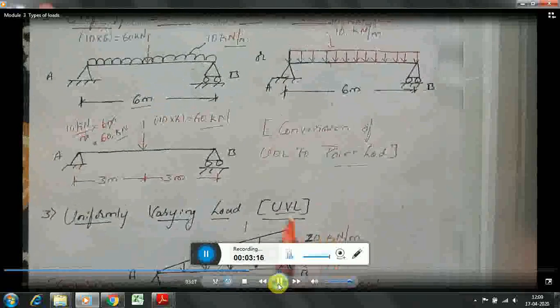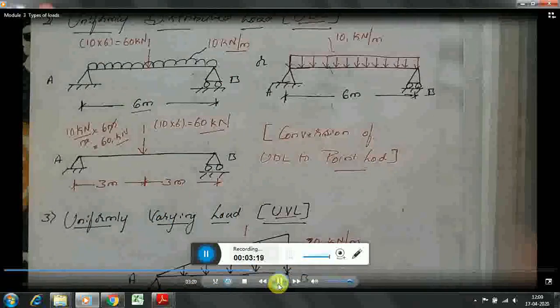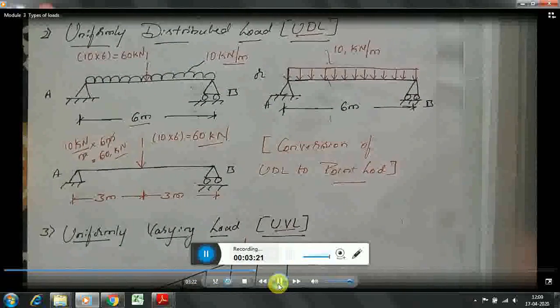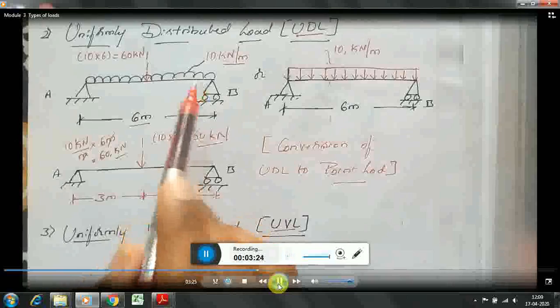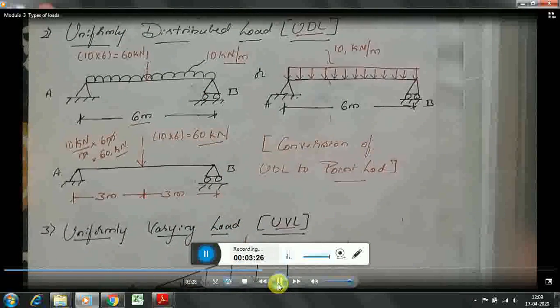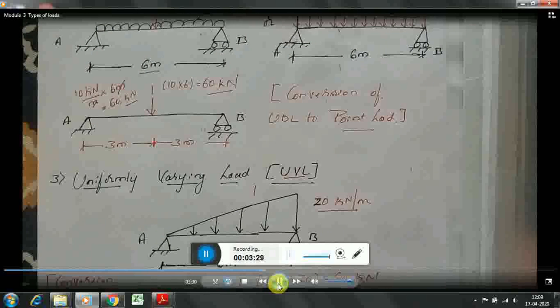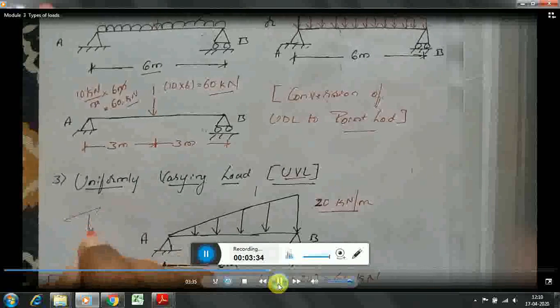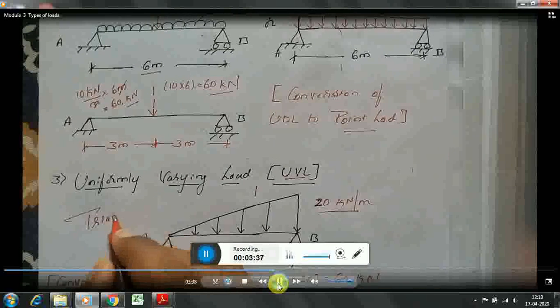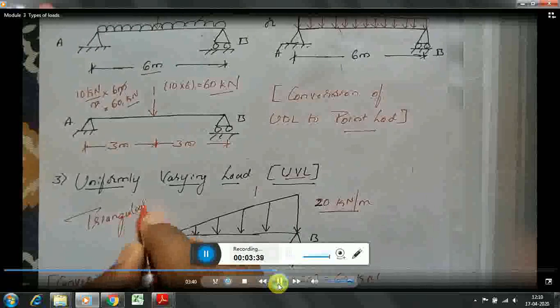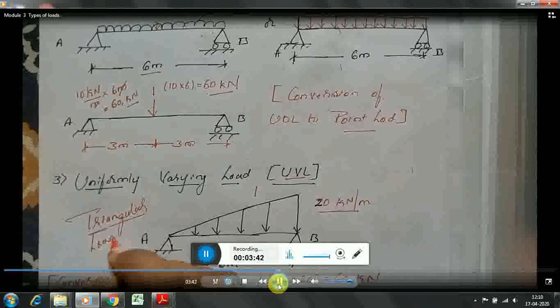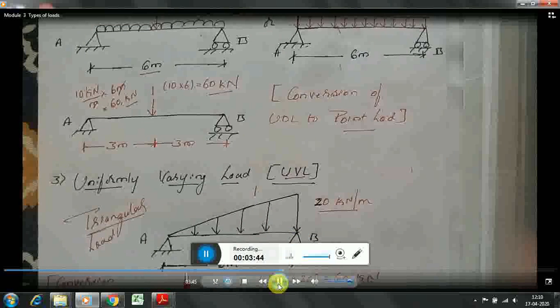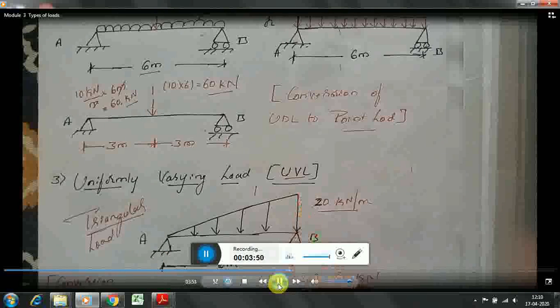Both have kilonewton per meter as the unit, but the difference is that in UDL the intensity is constant throughout the beam, whereas in UVL the intensity varies linearly. Uniformly varying load is also called triangular load, because the load looks like a triangle. Now the beam is supported at A by a hinge and by a roller at point B, and it is loaded with uniformly varying load.